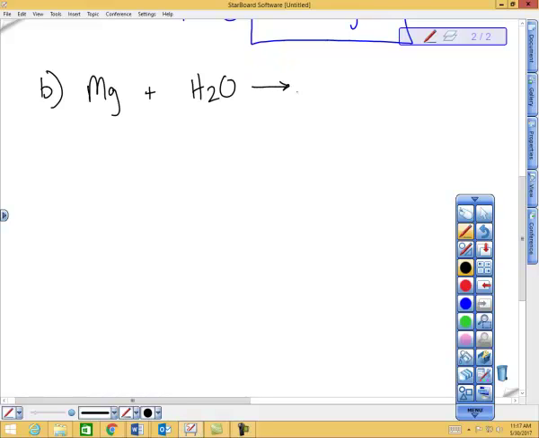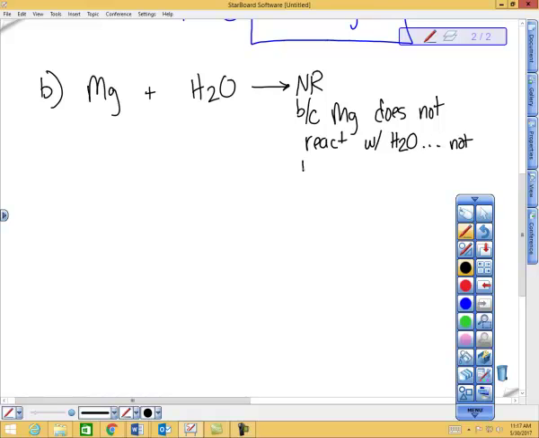All right, so this is not going to work. So no reaction, because magnesium does not react with H2O. It's not reactive enough.